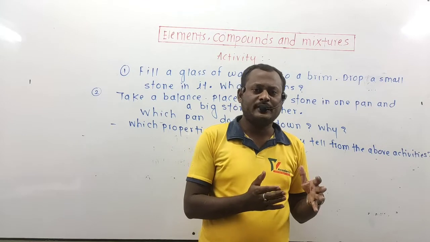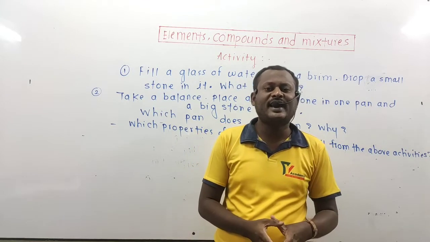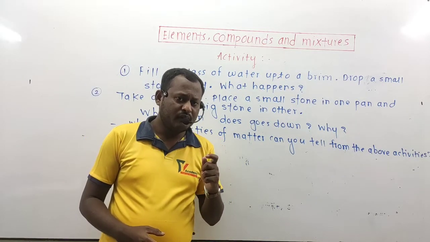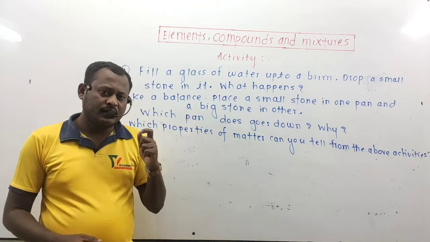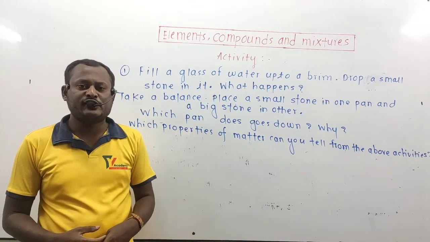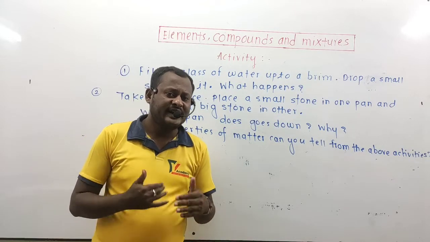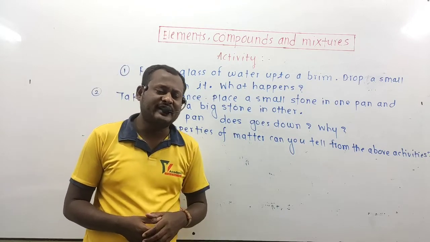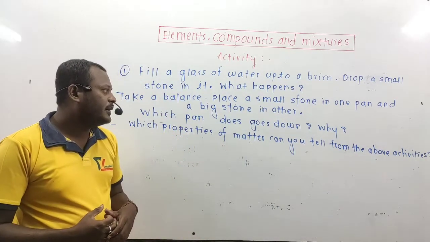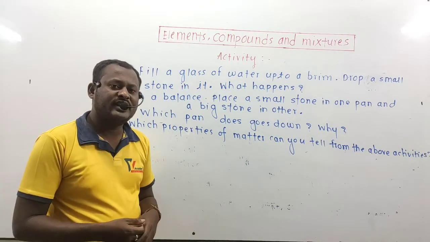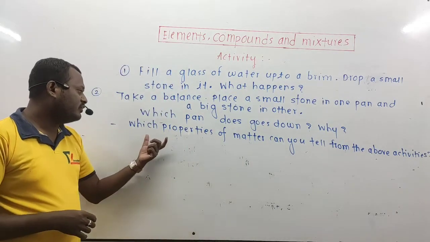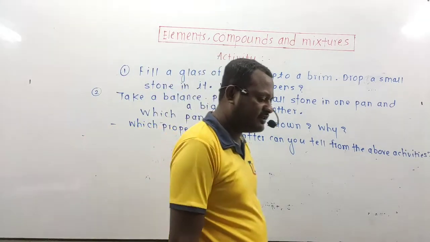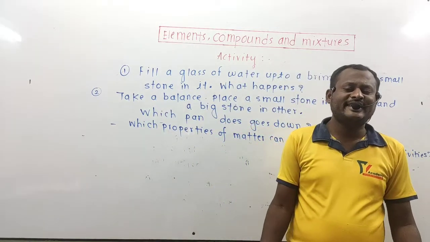The pan in which the big stone is kept goes down, because we know that the big stone has a larger quantity of matter, that's why the mass of the big stone is greater than the mass of the small stone. In the small stone less quantity of matter is there, and that's why the pan which has the big stone goes down. So there are two properties coming in front of us: first one is volume and second one is mass.